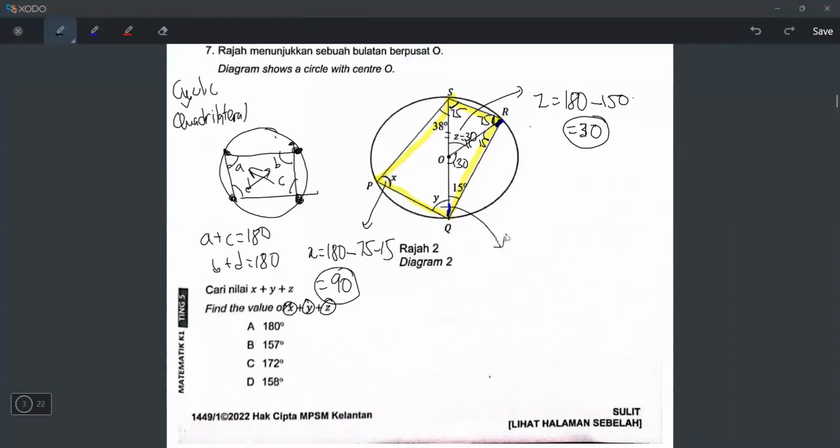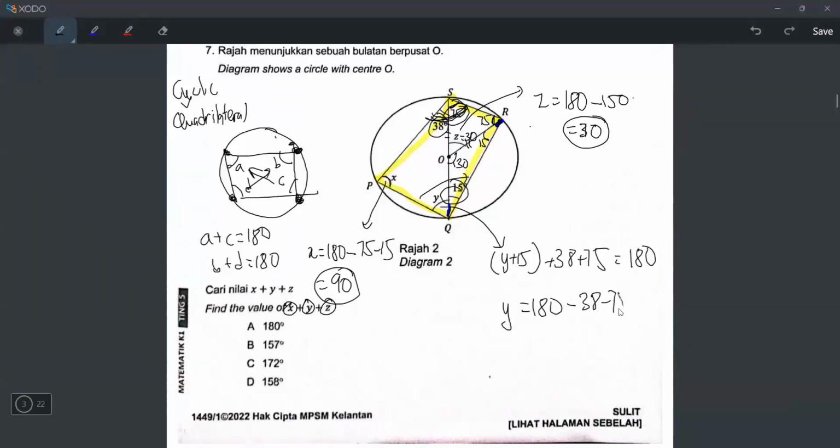Now we just left with y. So how to find y? Okay, we can see that this whole thing is y plus 15, right? So y plus 15. And then if I plus with the opposite, which is this whole thing, 38 plus 75, it should equals to what? It should equals to 180. Because according to the rule, if it's a cyclic quadrilateral, opposite add together is 180. So now it will be y equals to 180 minus the 38 minus the 75 minus the 15.